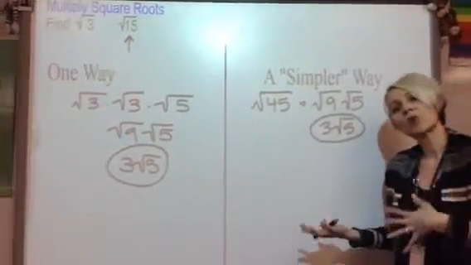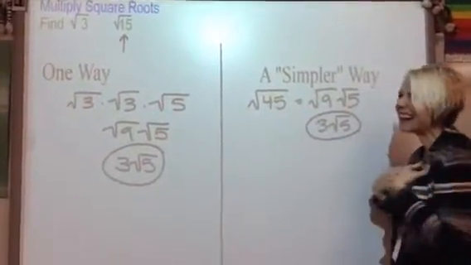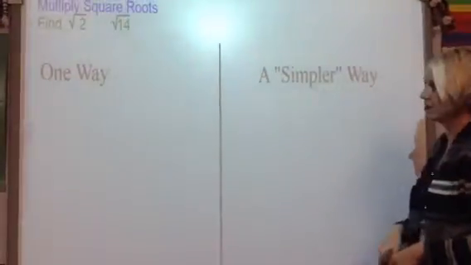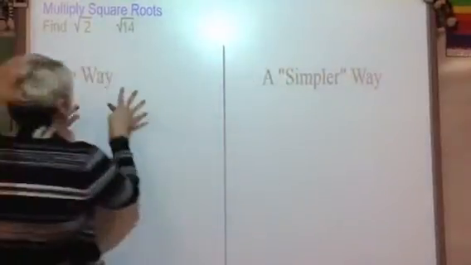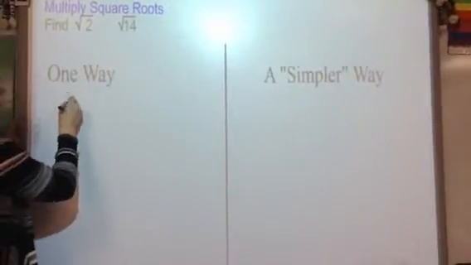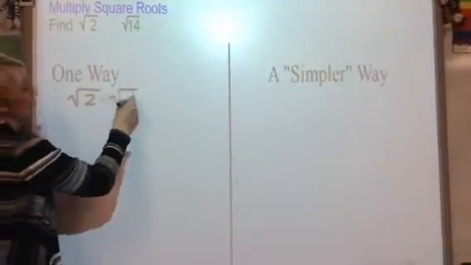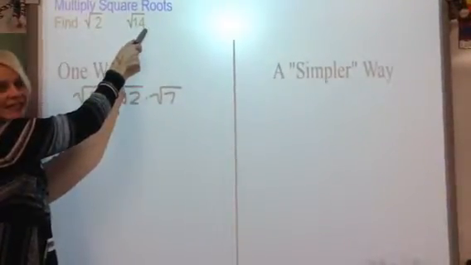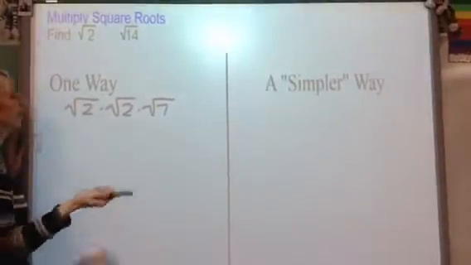Now, I will practice both ways with you again, but remember, I think my way is a little faster, where we just multiply and then simplify. So let's try again here. The book will tell you to break this apart into radical 2 times radical 2 times radical 7. Why? Because 14 can be divided into 2 and 7.